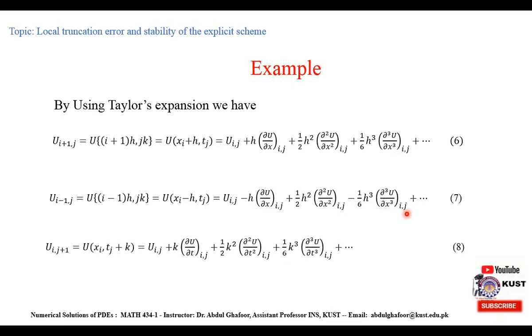And similarly, the Taylor series expansion for u(i, j+1) is equal to u(i,j) plus k partial u by partial t at (i,j). Here we have used k because we are using the Taylor series for t(j) plus k. So in the above two cases, in u(i+1, j) and u(i-1, j), we have used h because we have used the Taylor series for x(i) plus h and x(i) minus h, and here we are using it for t(j) plus k, so that's why we are using k over here. And plus 1 by 2 k square partial square u over partial t square at the point (i,j) and so on.